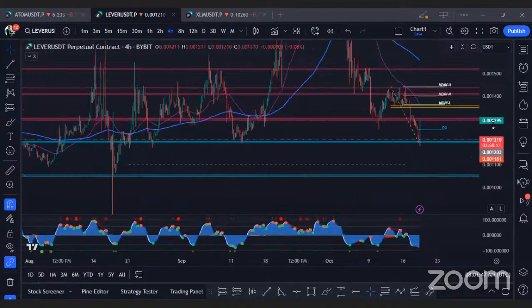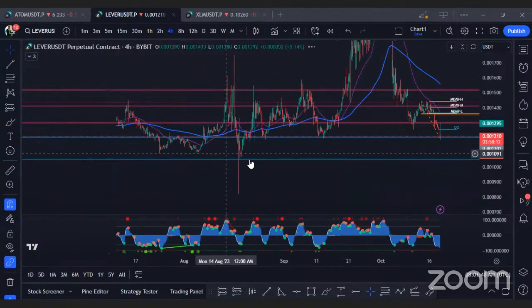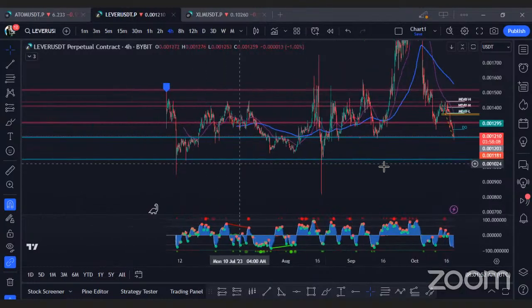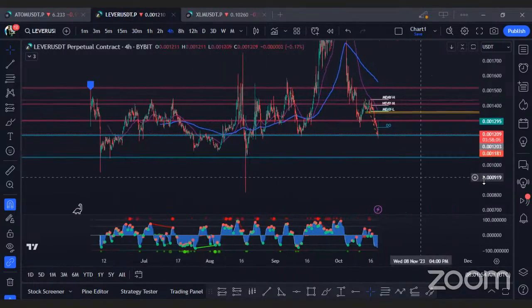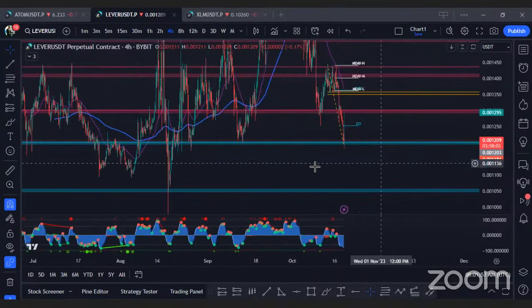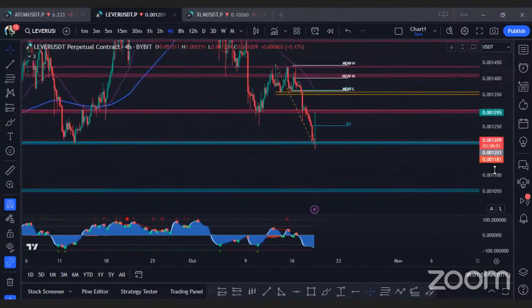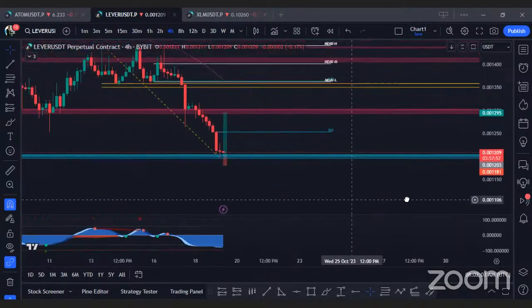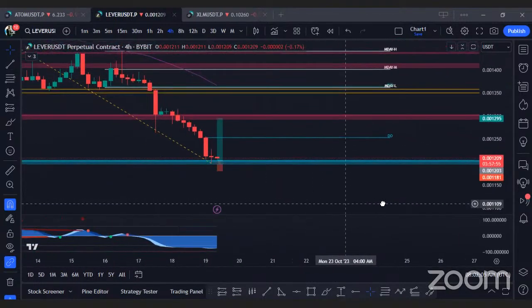Then you can be looking at this level down there at 0.0010. Okay, 0.0010 could be another area you could be looking to take a long for this token.